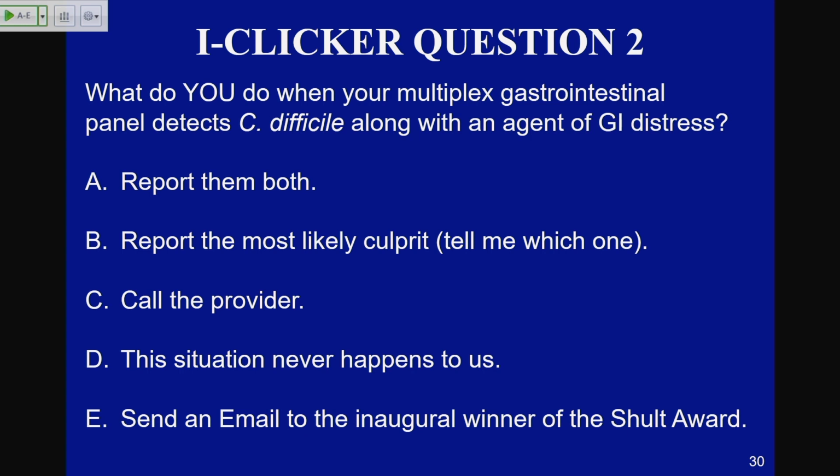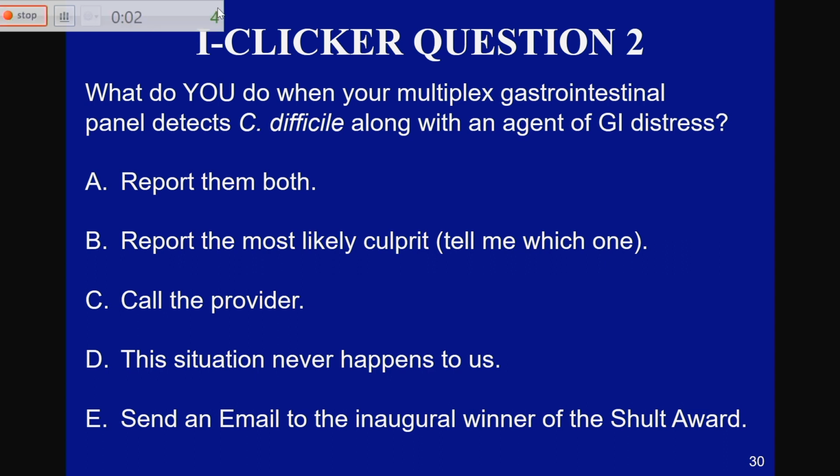What do you do when your multiplex GI panel detects C. diff toxin along with an agent of gastrointestinal illness? A, report them both out, because that's what the instrument told us. B, report out the most likely culprit of the two. And by the way, you have to tell me which is the most likely culprit when you answer that. C, call a provider, have a chat about it. D, this never happens to us. And E, send an email to the inaugural winner of the Schultz Award, who is the gentleman sitting right in the middle. Okay, so let me open up the polling here.